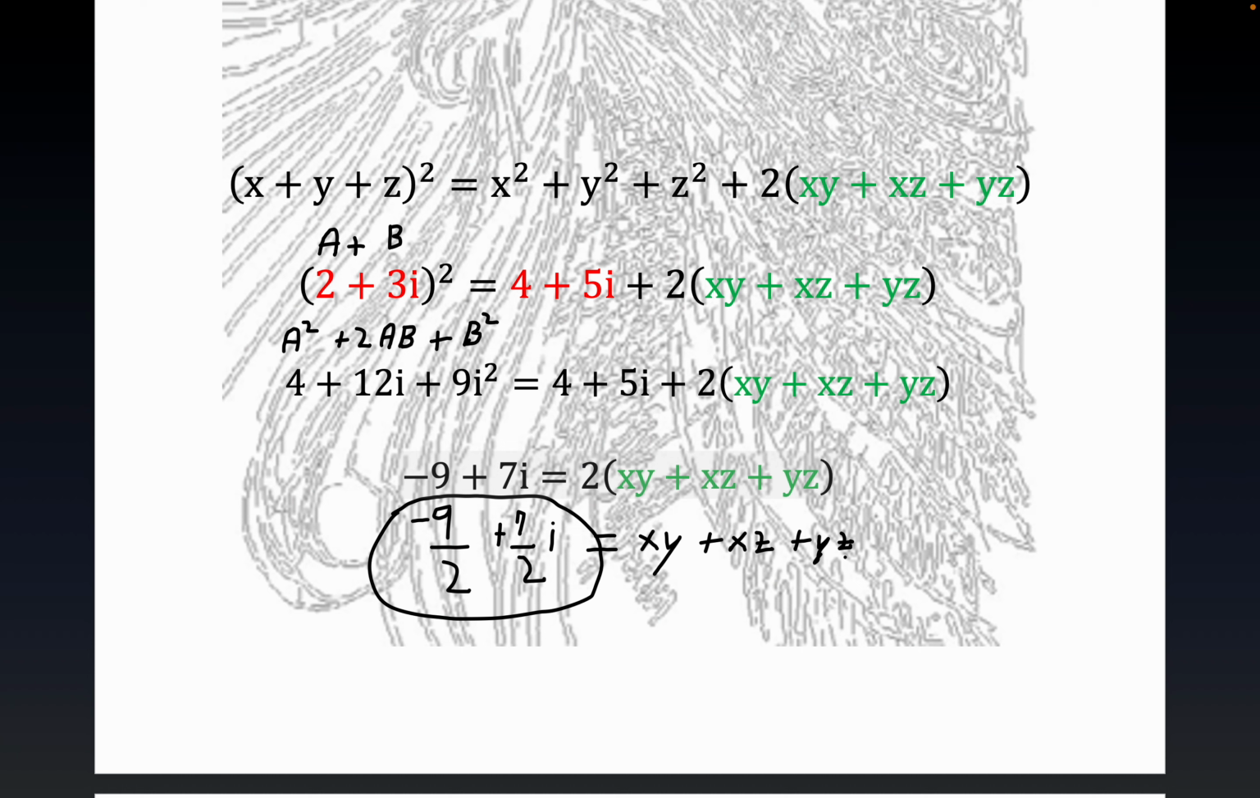And from here, I don't even know how to solve for x, y, and z. I don't think you can. It's very crazy. Maybe you guys can enlighten me, but I think this is as far as we can go with this.